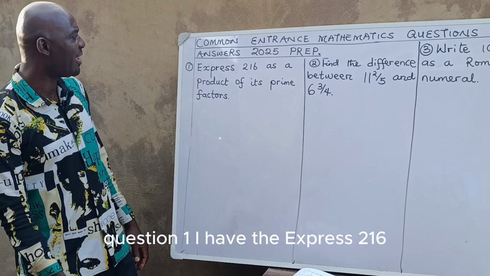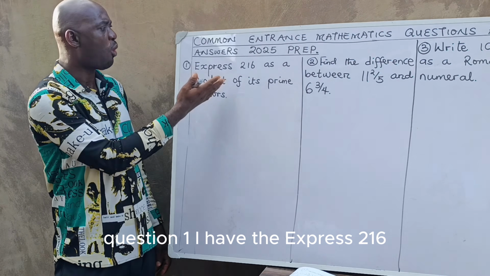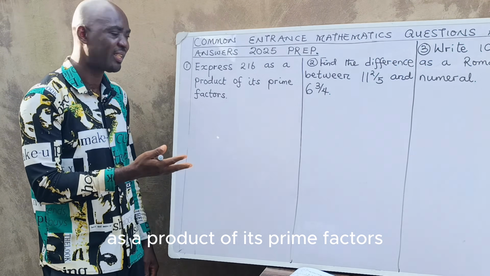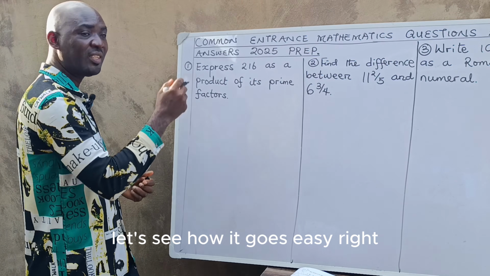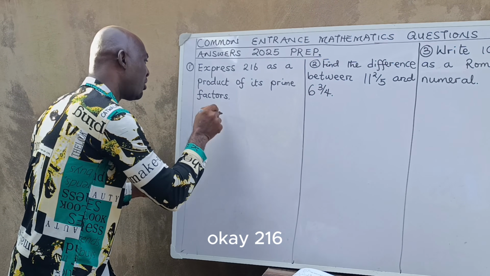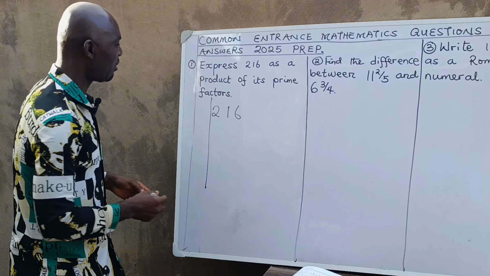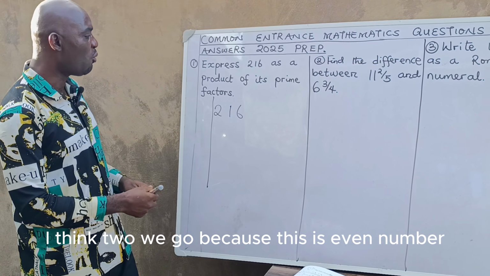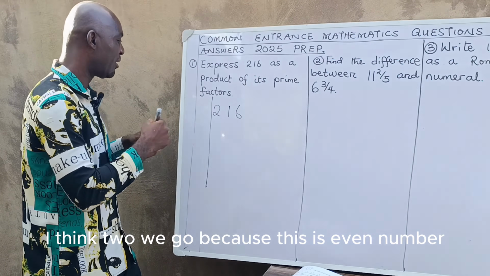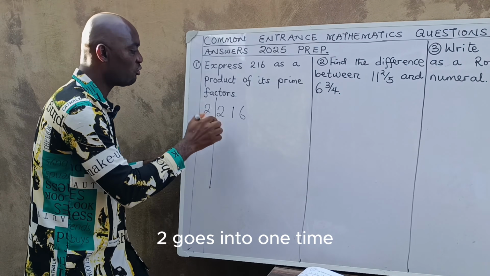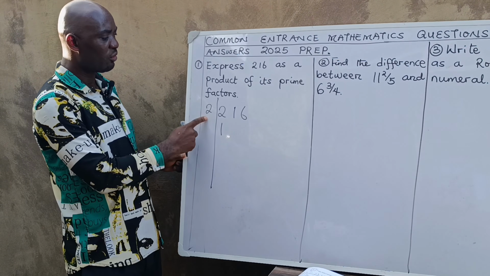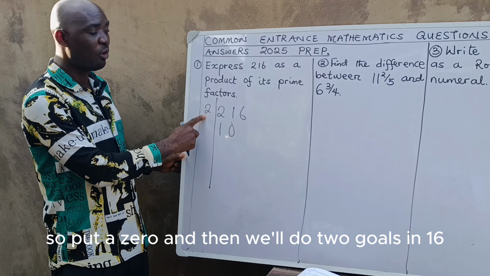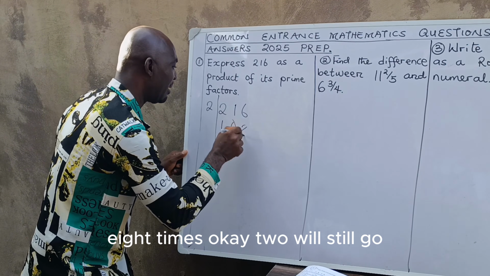Question 1. Express 216 as a product of its prime factors. Let's see how it goes. Easy, right? Okay, 216 always starts with the smallest prime number possible. I think 2 will go because this is an even number. So 2 goes in 2 one time. 2 goes in 1, it cannot go, so we'll put a 0. And then 2 goes in 16 8 times.